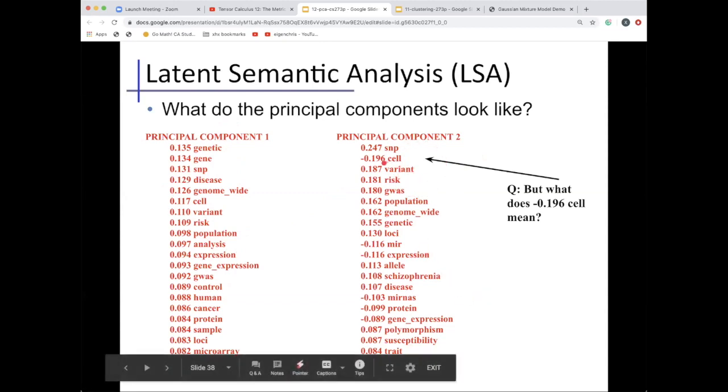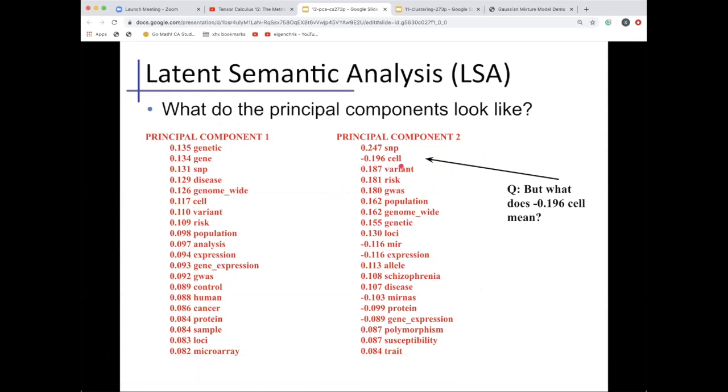Well, in this case, it says a negative for cell here, and these others have positive. So what does it mean? In the first principal direction, there's a lot of things that talk about cells. In the second principal direction, in those documents, there is somewhat of a deficiency of the word cell associated with the document. That's where you have negative here, and so on.